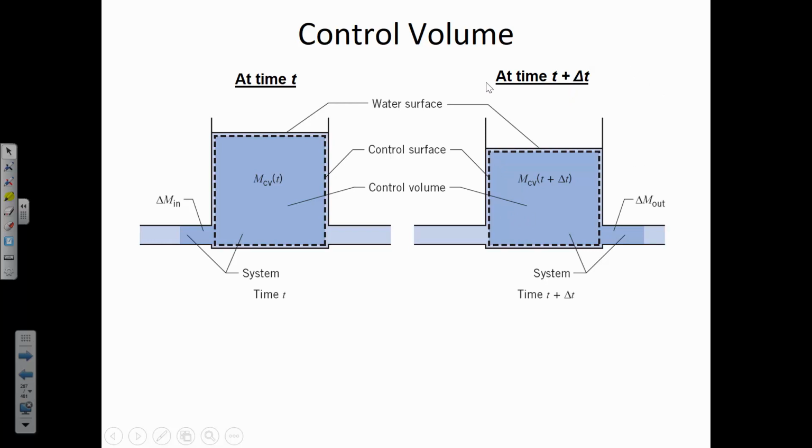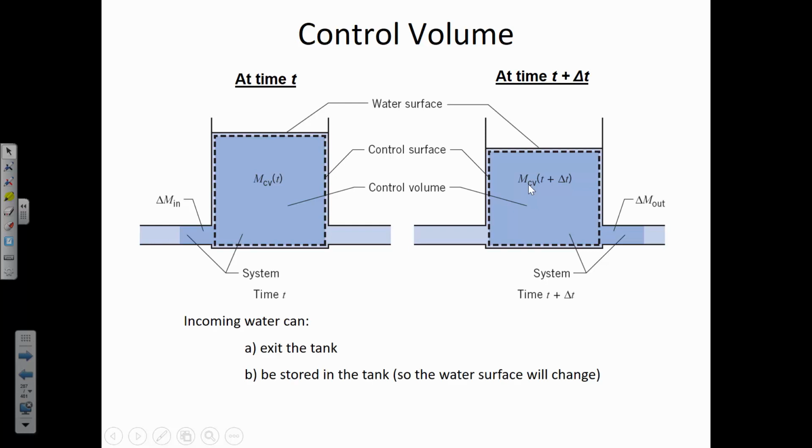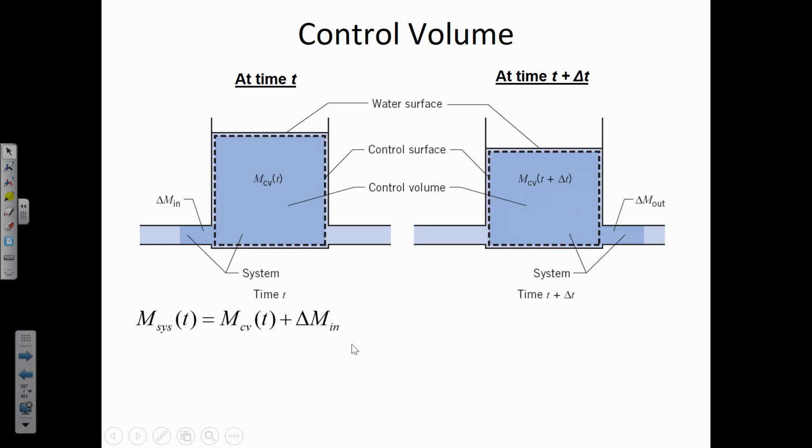So the idea of the control volume is that we're just going to do an accounting, a mass balance, on this location of interest, and keep track of the mass inside the control volume over time and account for the flow in and the flow out. So here, this liquid could either exit the tank once it came in, or it could be stored in the tank. Those were the two locations the incoming water could end up. The system stayed constant, but the location of the system changed over time.